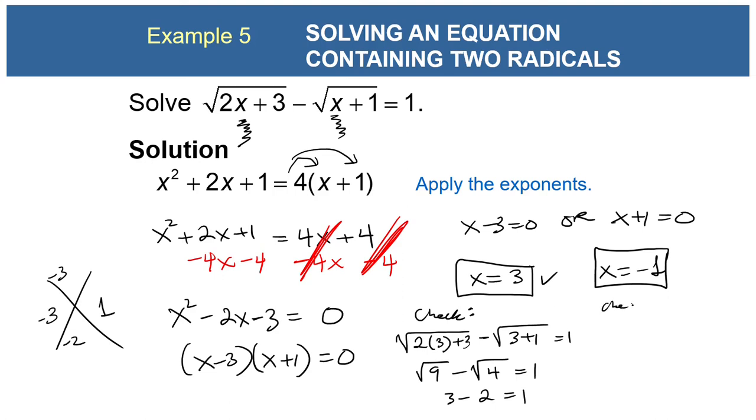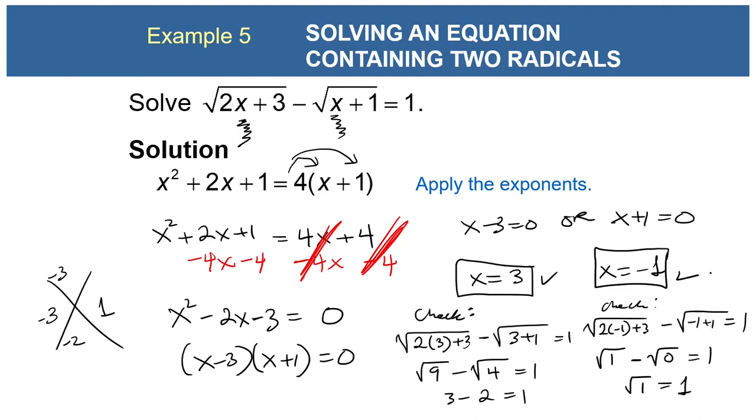Let's check the other one. The square root of 2 times negative 1 plus 3, minus the square root of negative 1 plus 1, is that equal to 1? 2 times negative 1 plus 3, that is 1. The square root of 1 minus the square root of 0, is that equal to 1? Yes, it is. The square root of 1 is equal to 1. So they're both good solutions. x equals 3 is a good solution, and x equals negative 1 is a good solution.